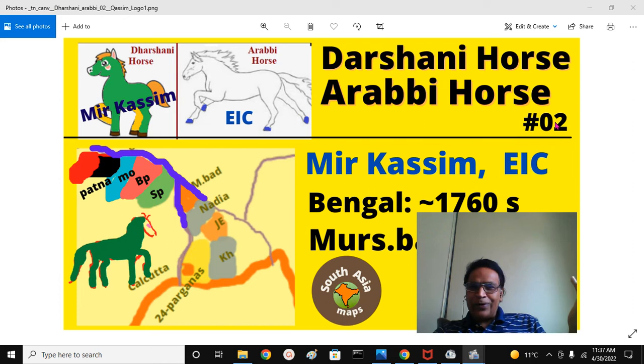Previously we talked about Mir Jafar, Nawab of Bengal, as a Dharshani horse. Now in part 2 we are talking about his successor, again a Dharshani horse compared to an Arabbi horse. This is metaphorical and nothing demeaning to the leaders at that time.